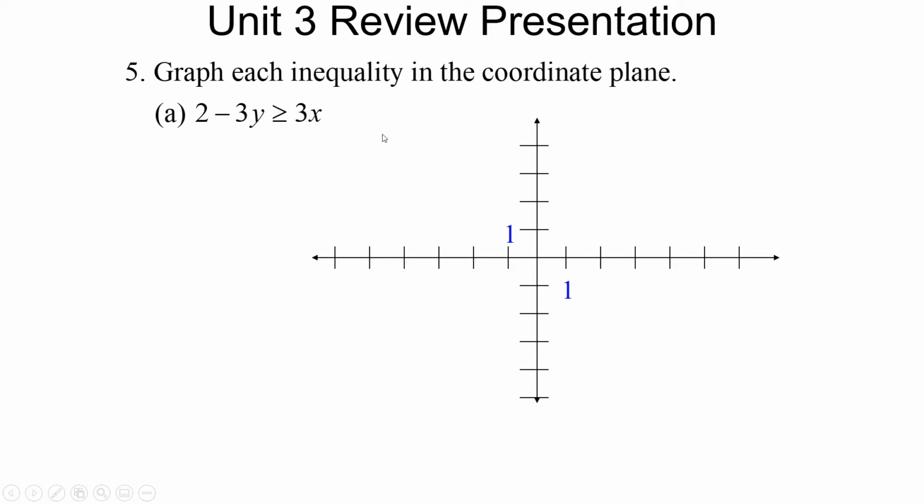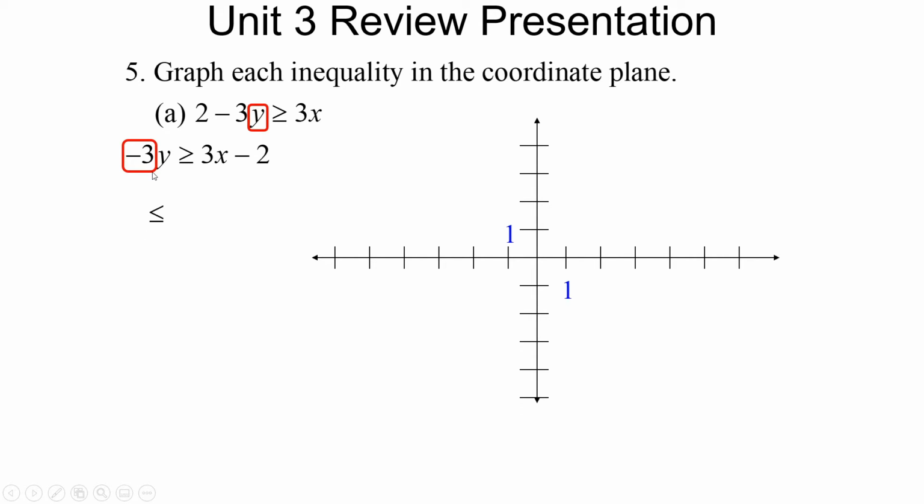Number 5. 2 minus 3y is greater than or equal to 3x, so we better solve for that y right there. Okay. So I'll probably start this by simply subtracting 2. So I have 2 minus 2 is gone, -3y, and then on the right I have 3x minus that 2. Then let's divide everything by -3. And remember, when we divide by a negative, we've got to flip our inequality symbol, so greater than or equal to becomes less than or equal to.